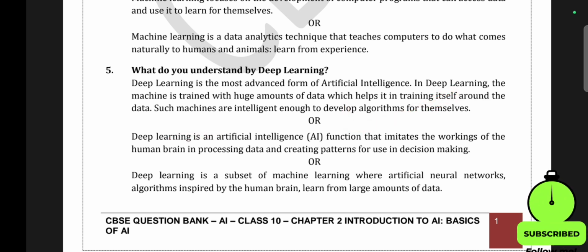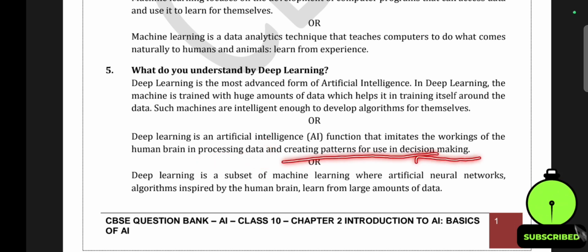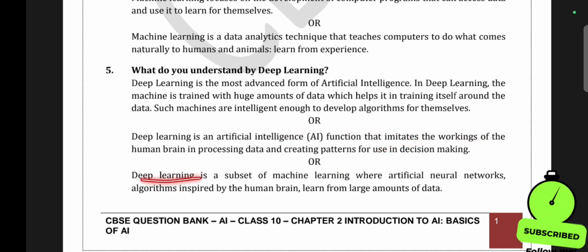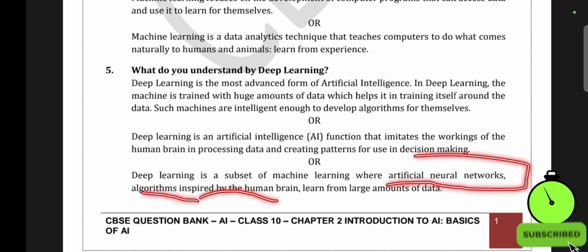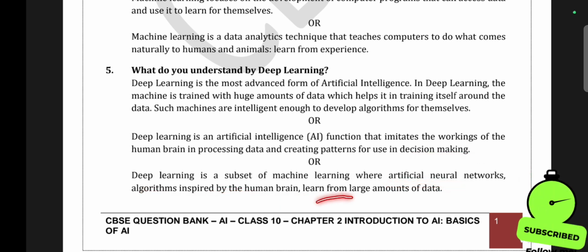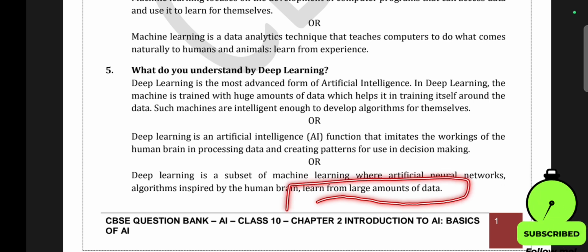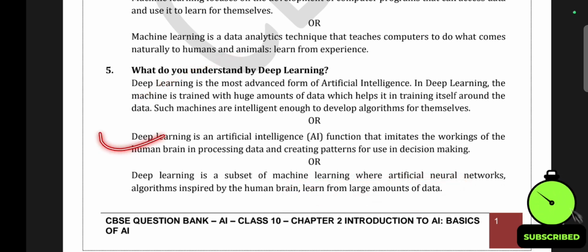deep learning is an artificial intelligence function that imitates the working of the human brain in processing data and creating patterns for use in decision making. Either you can write, deep learning is a subset of machine learning where artificial neural network algorithms inspired by the human brain learn from large amounts of data. Either you can write this or this or this. Okay.